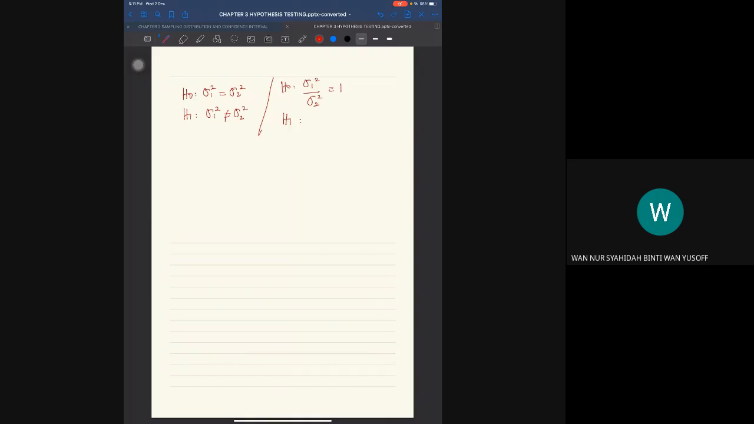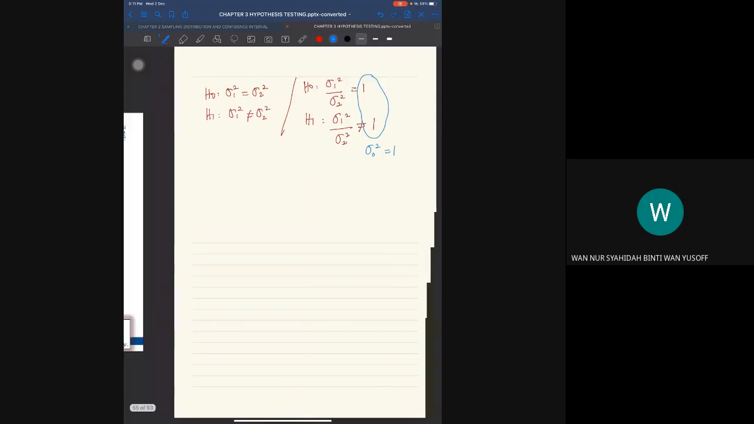So H1 not equal to 1. This means that sigma naught square is always 1 for the case of ratio of 2 population variances. It is always 1. You cannot find the value in your question. We don't assume 0 because of the ratio, we need it to be 1. So sigma square naught is always equal to 1.